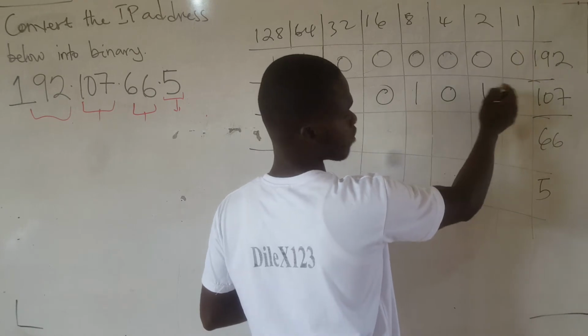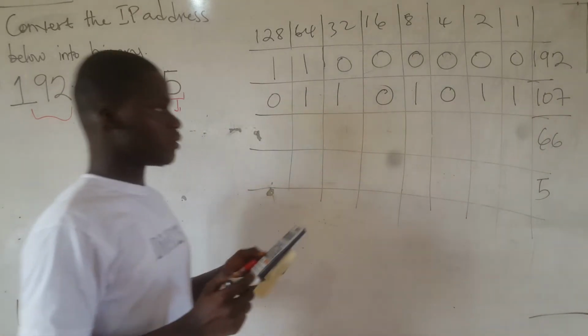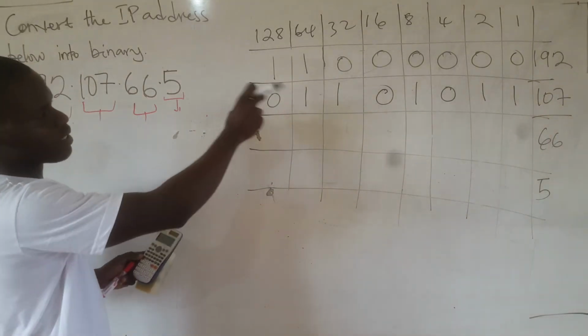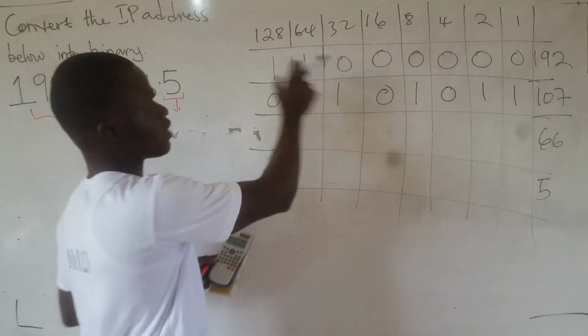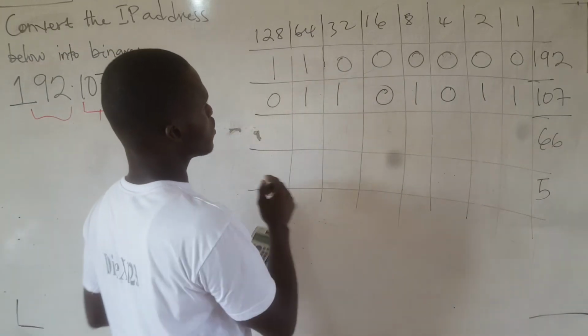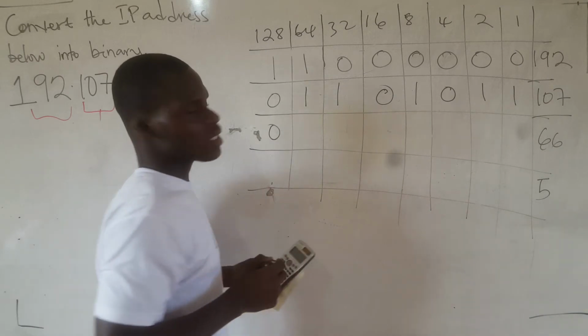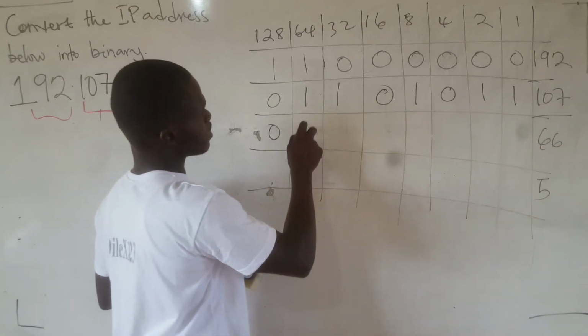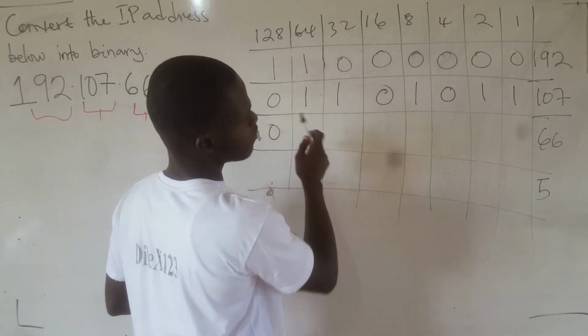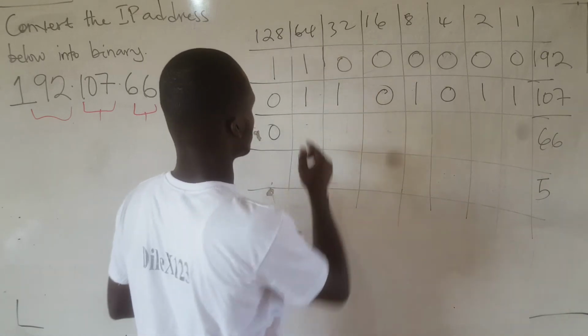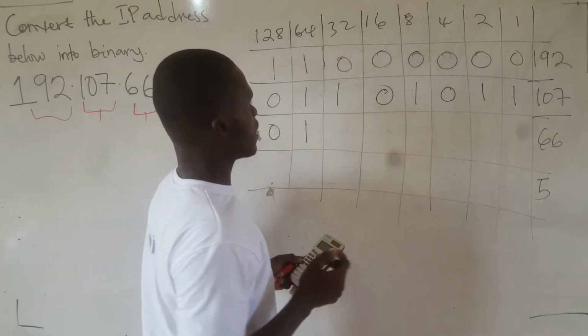Now 2 divides 3 once, then 1. So it means that we have presented 107 in base 2, just as we presented 192 in base 2. Now we go to 66. 128 can't divide 66 to give a whole answer, but 64 can. So 64 divides 66 once with a remainder of 2.